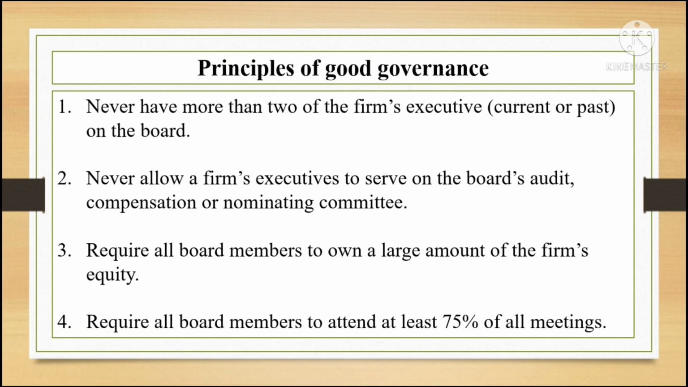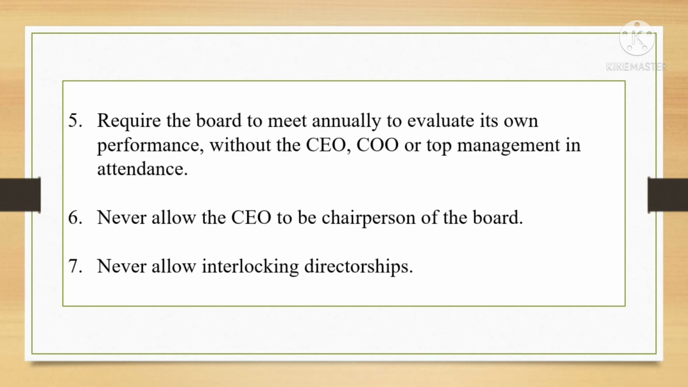Number 3, require all board members to own a large amount of the firm's equity. Number 4, require all board members to attend at least 75% of all meetings. So if there are 4 meetings in a year, all board members must at least attend 3 meetings. Number 5, require the board to meet annually to evaluate its own performance without the CEO, COO, or top management in attendance.